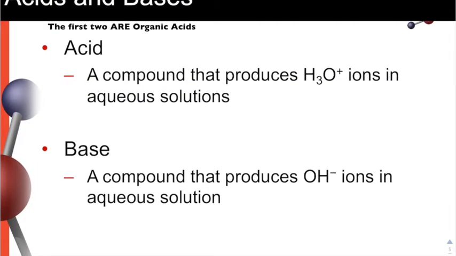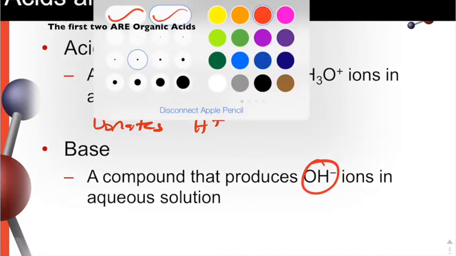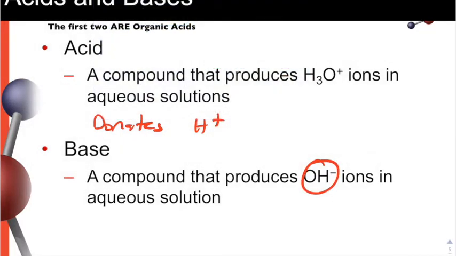So an acid is a compound that produces hydronium ions in aqueous solution. That's what we just saw. Another way of looking at it is that it donates H positive, where a base is the compound that produces OH negative in aqueous solution, or, another way of looking at that, accepts H positive.